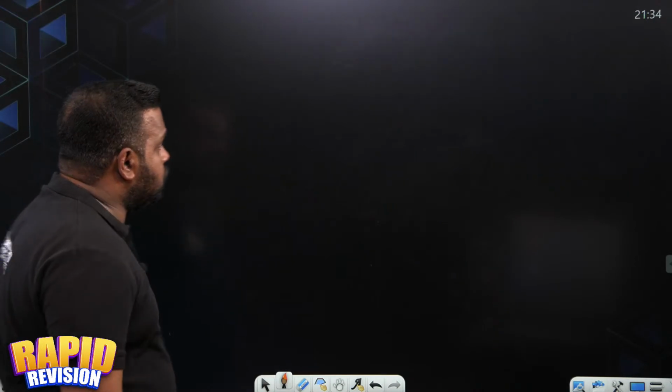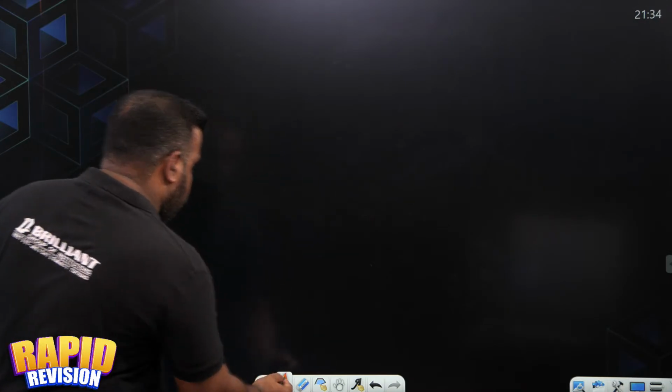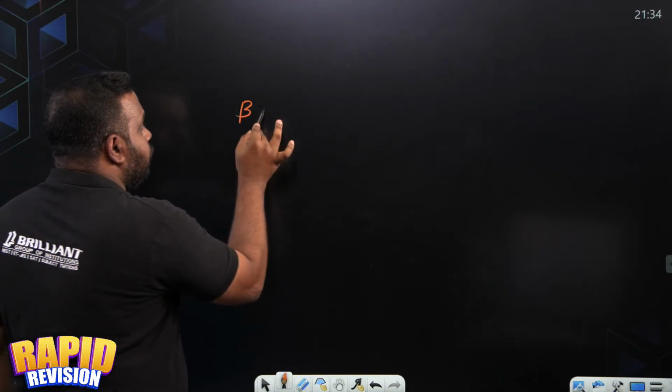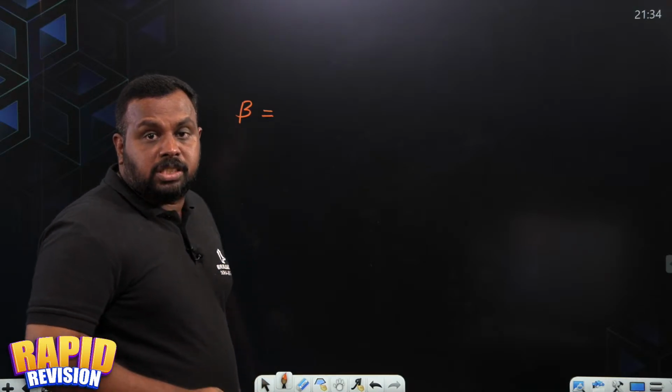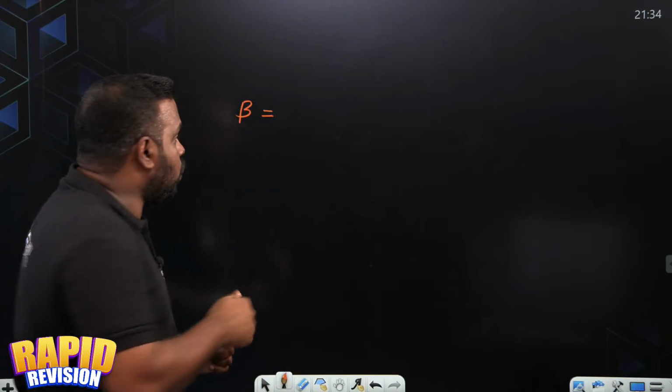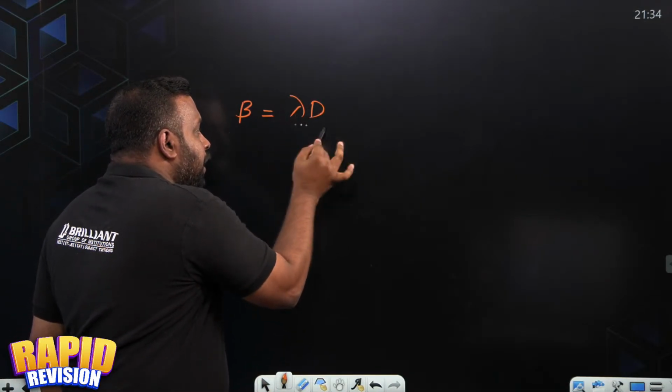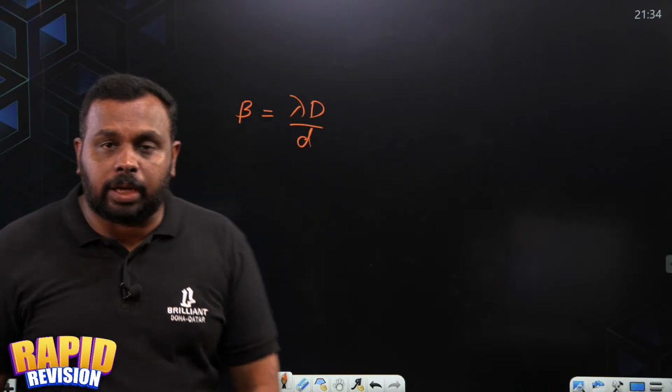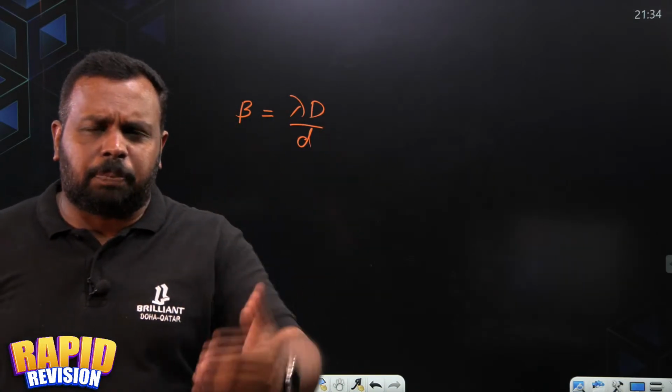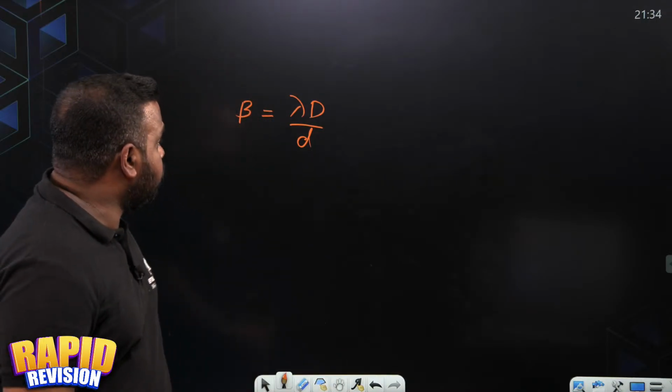Before starting diffraction, there is one more topic, fringe width formula. Beta is equal to fringe width. Beta is equal to lambda capital D by small d. Okay, beta, there are plenty of numericals expected from this formula.